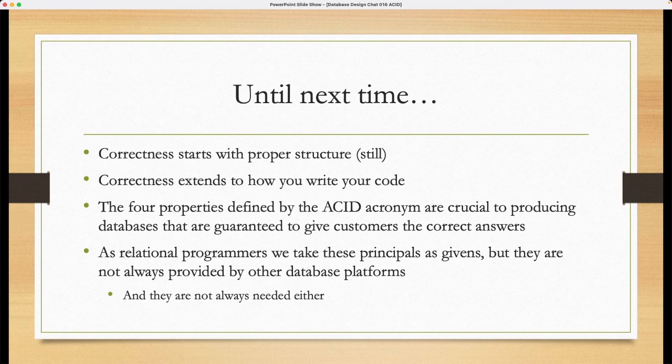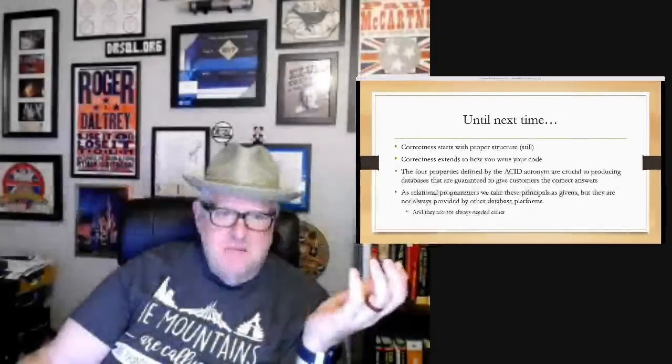So these are not always provided by other database platforms. And the big point there, it's in little words, is they're not always needed. And that's the kind of stuff that gives a relational programmer nightmares, right? One of the things we've kind of built up our platform in is we know what a relational database can do. Why would you not want this?